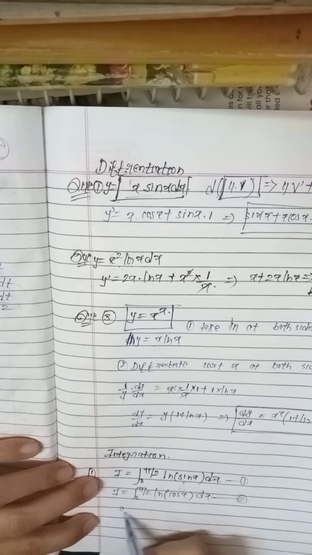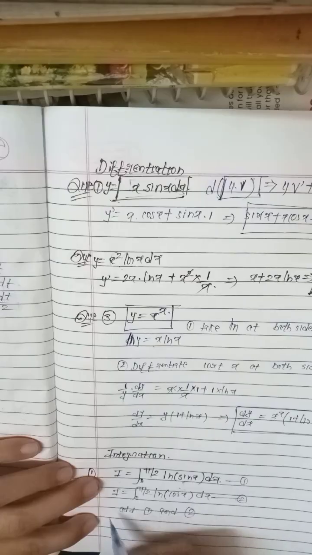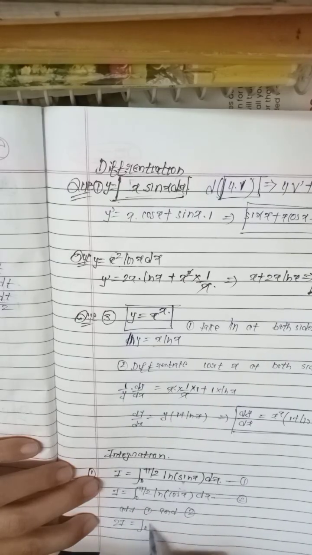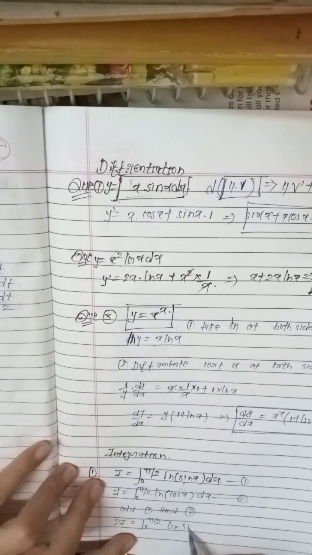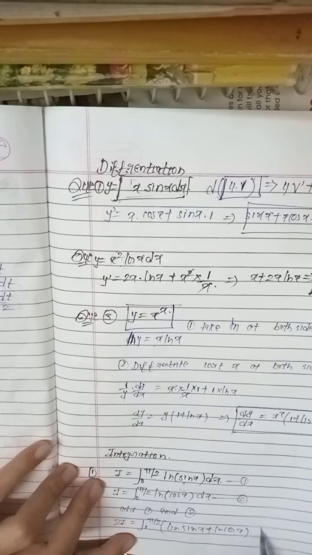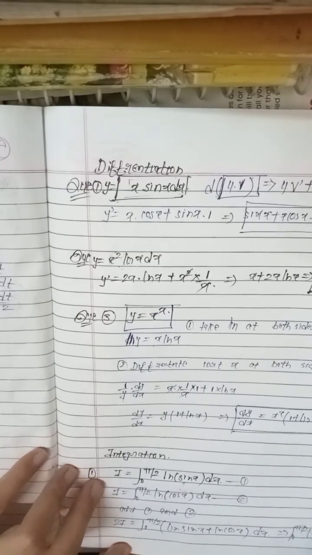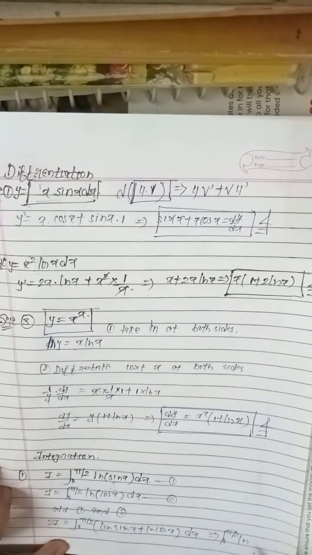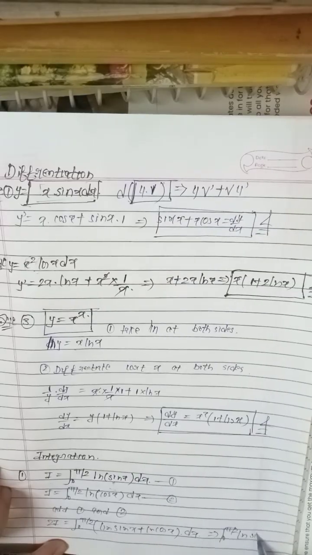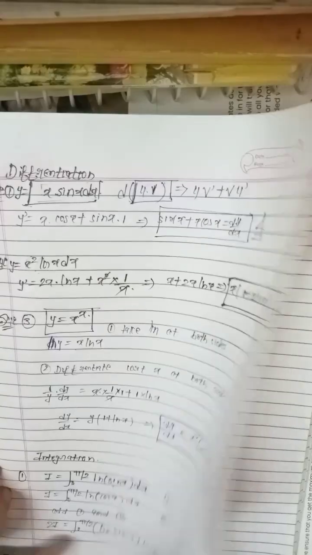We will just add 1 and 2. So 2I is equal to the integral from 0 to pi by 2. When we add these two, we get ln of sin x plus ln of cos x dx, which is equal to the integral from 0 to pi by 2 of ln of sin x into cos x. I hope this is understood.